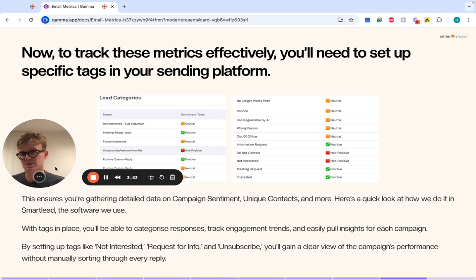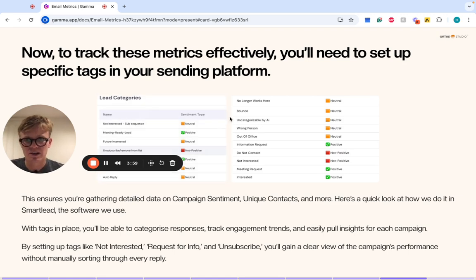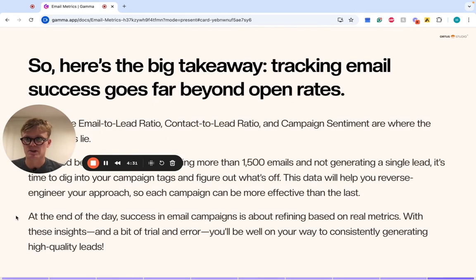Now, to track these metrics effectively, you need to set up specific tags in your sending platform. This is a screenshot of the sending platform I use, which is Smartlead. I won't read them out individually, but this will give you an idea. With these tags in place, you'll be able to categorize responses, track engagement trends, and easily pull insights for each campaign. By setting up tags like not interested, request for info, and unsubscribe, you'll gain a far clearer view of the campaign's performance without manually sorting through every reply.